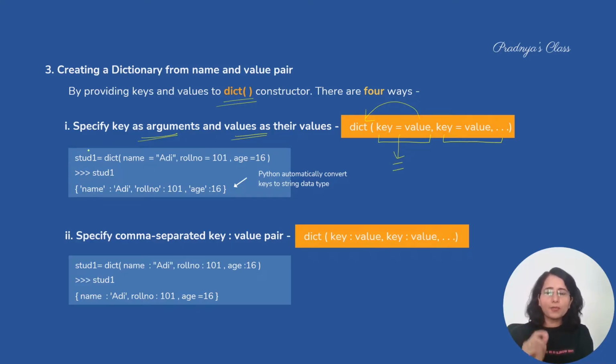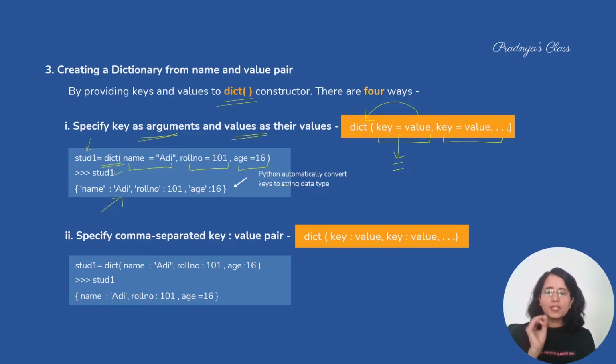So let's create one dictionary using this method. Here student 1 is the name of the dictionary and using this dict constructor we are going to create the dictionary, and I am giving the argument as key equals to value. So when we print it, you can see here we got the dictionary with 3 elements.